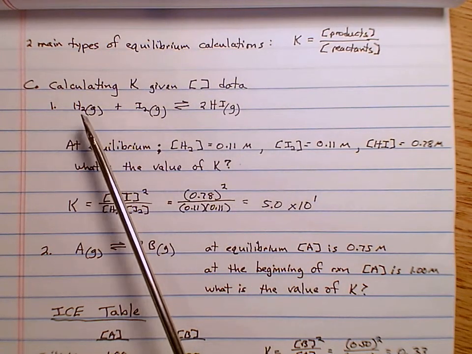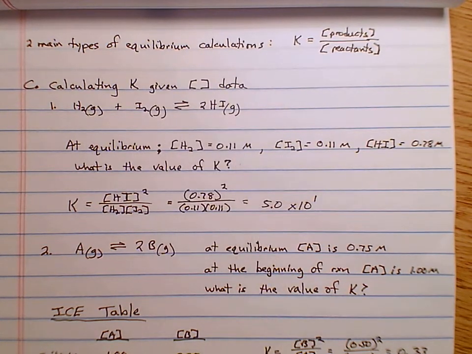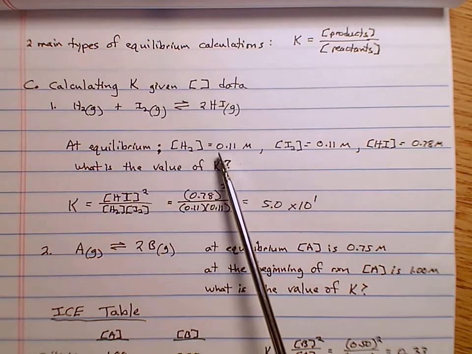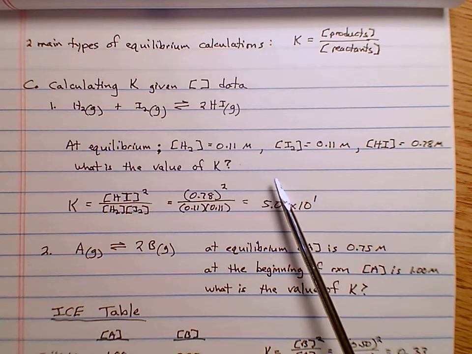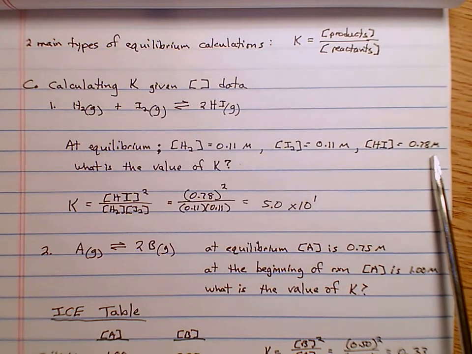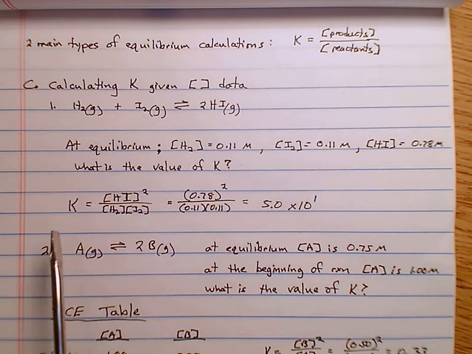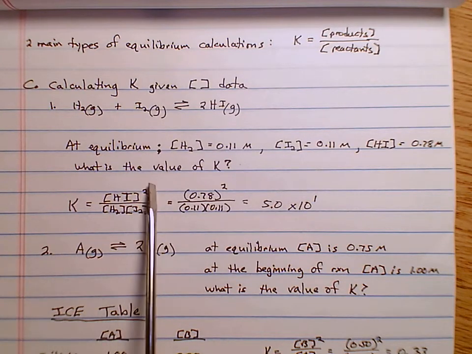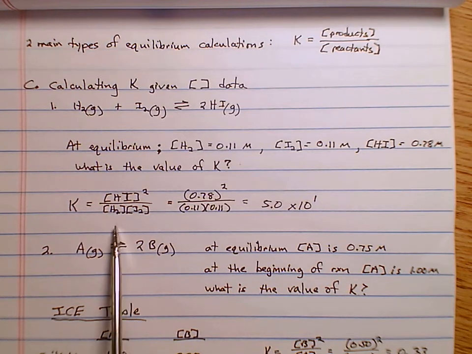Here's an example. You have H2 gas plus I2 gas in equilibrium with 2HI gas. You find that at equilibrium, the concentration of H2 is 0.11 molar, the concentration of I2 is also 0.11 molar, and the concentration of HI is 0.78 molar. This is at equilibrium. What is the value of K? All right, the first thing is to write the equilibrium constant expression. I strongly recommend writing the expression out. Don't put in the numbers yet.